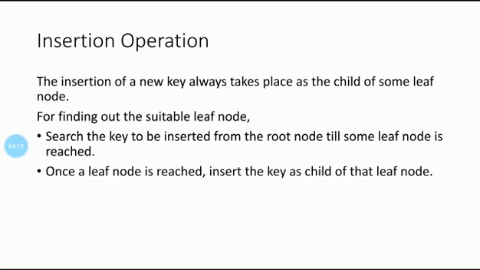What I want to say is, for example, the new key that we want to insert is going to be placed as a child of some leaf node, but that leaf node is not a random choice. That means with respect to a binary search tree, there may be n different leaf nodes. So the choice of the leaf node is not a random one. Definitely, with some procedure, we will find the leaf node. After finding the leaf node, we will make this new key a child of that leaf node.